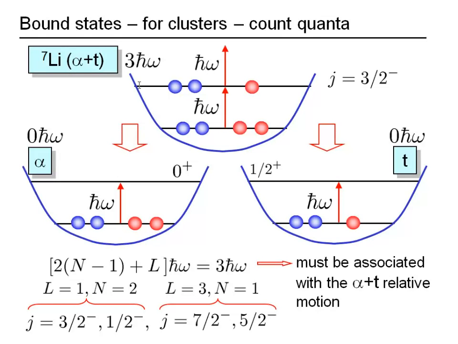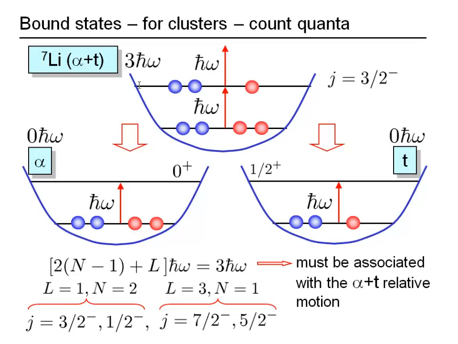Okay? So if I've got this configuration, it's telling me the alpha and the triton have relative orbital angular momentum of 1 unit and big N is 2. And that says the wave function between those two clusters must have 1 node in it. The number of nodes is n minus 1. So if I'm going to generate a bound state to represent this, I need to generate a p-wave relative motion wave function bound state which has 1 node in it.